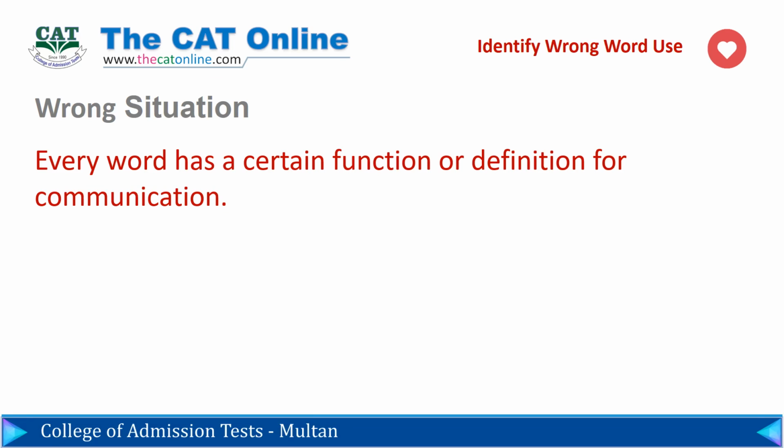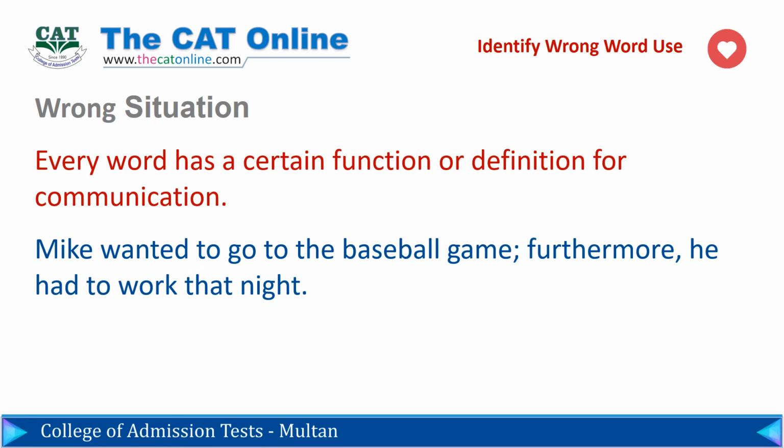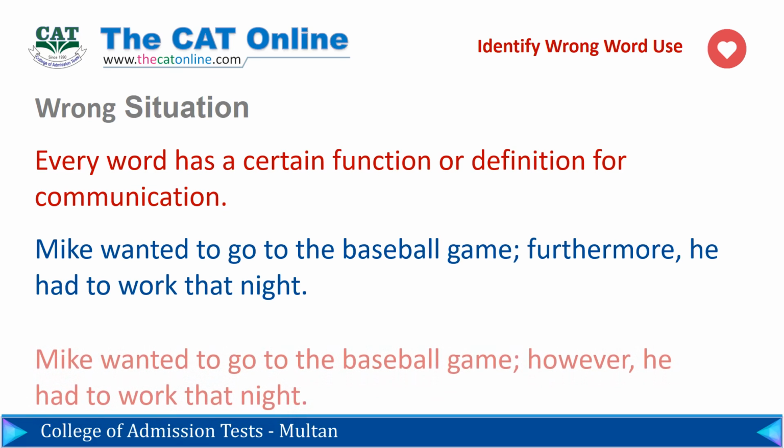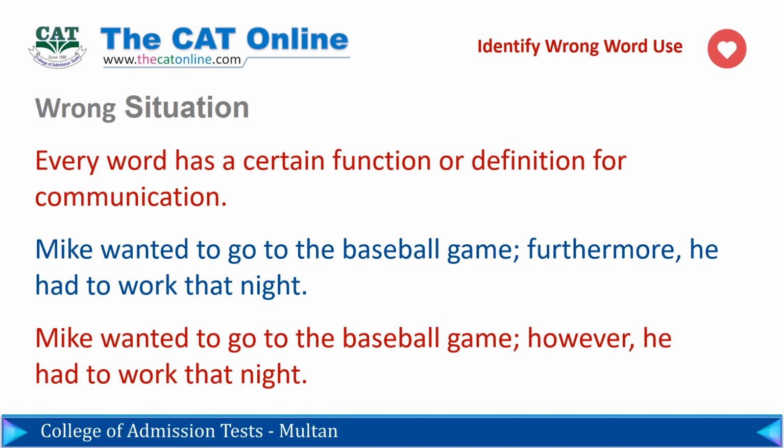Look at this sentence: Mike wanted to go to the baseball game, furthermore, he had to work that night. The transitional word furthermore is being used in the wrong situation. Furthermore has a function of adding on similar information or ideas. The ideas in this sentence are contrasting, thus you need a contrasting transition like however. Mike wanted to go to the baseball game, however, he had to work that night.